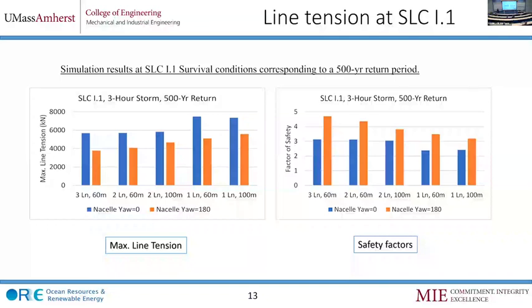So these are some of the results we got after a number of simulations and all the validation. It's all published in one of the papers. I'm just showing you the results for the survival load case. What you see on the left side is the maximum line tension. On the right side is a safety factor corresponding to that line tension as stipulated by ABS.